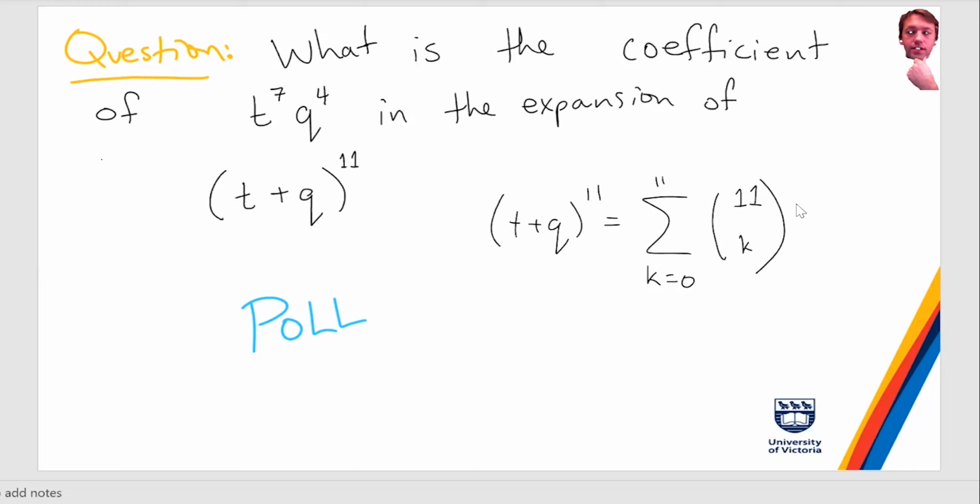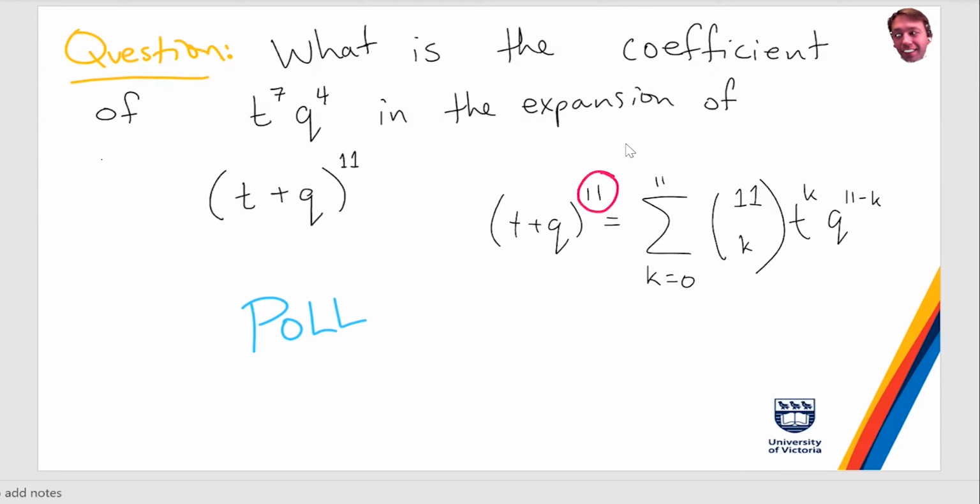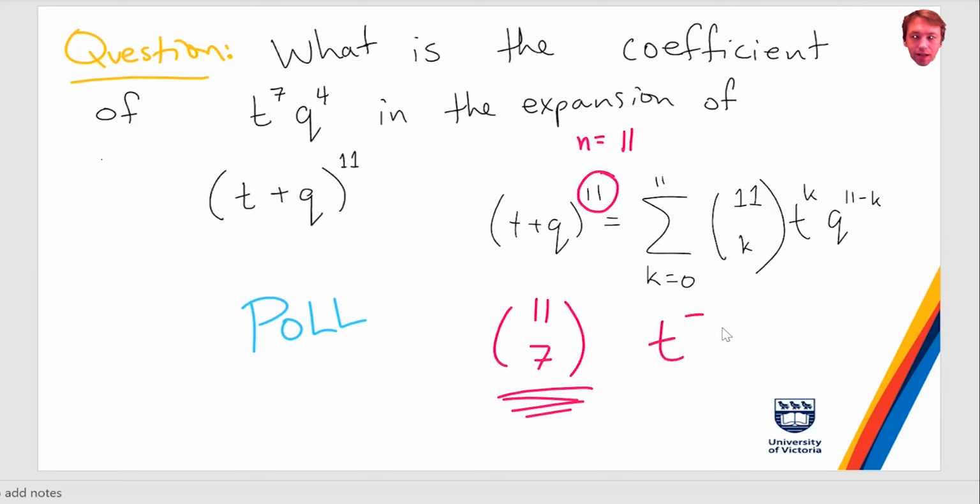This is the sum, k equals 0 up to 11, 11 choose k, t to the k, q to the 11 minus k, because 11 here is playing the role of n. I've got an 11 here, that means n is equal to 11.